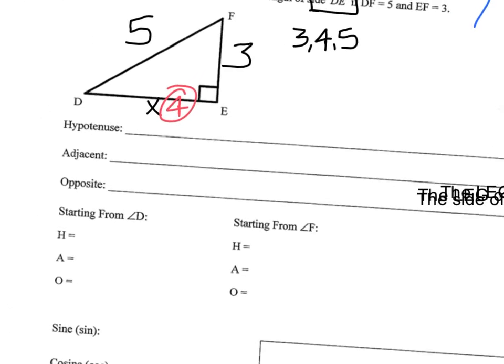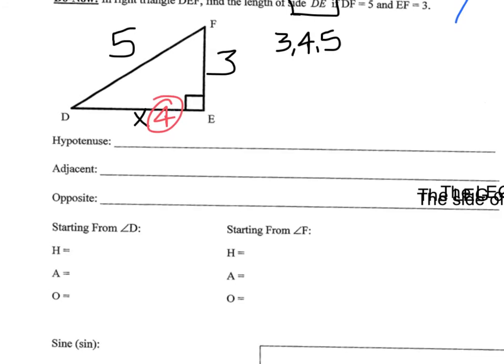Okay, now it says starting from D. So if I was starting from D, that's as though I was standing at D in the triangle. The hypotenuse is definitely 5. The adjacent side, technically there are two adjacent sides, the 4 and the 5, but the 4 is the important one because it's not the hypotenuse. And then the opposite side from D would be all the way across at 3. So it's very important that you realize that we're talking about sides that are adjacent or opposite, but based on what angle we're standing next to.